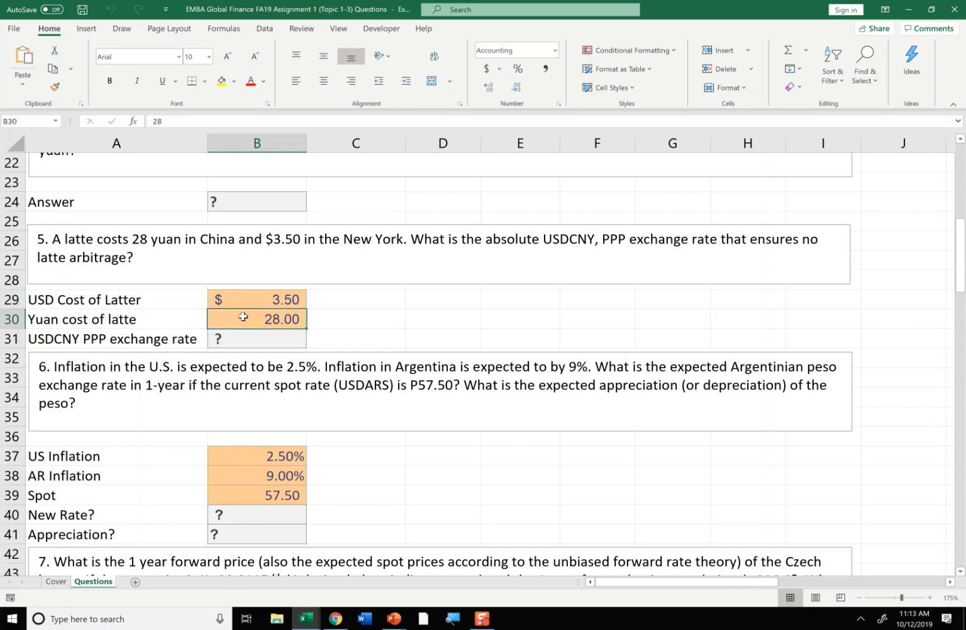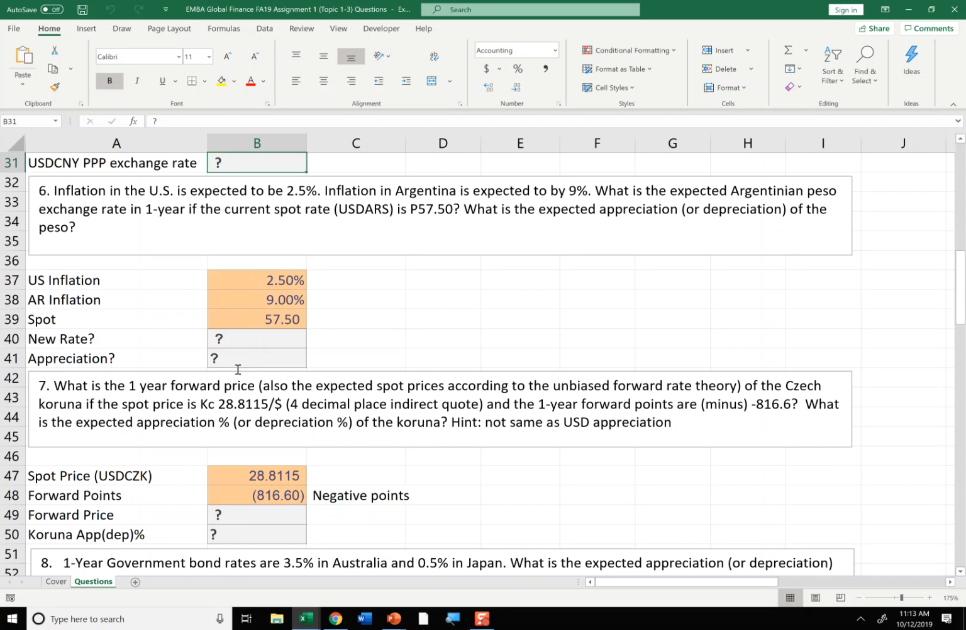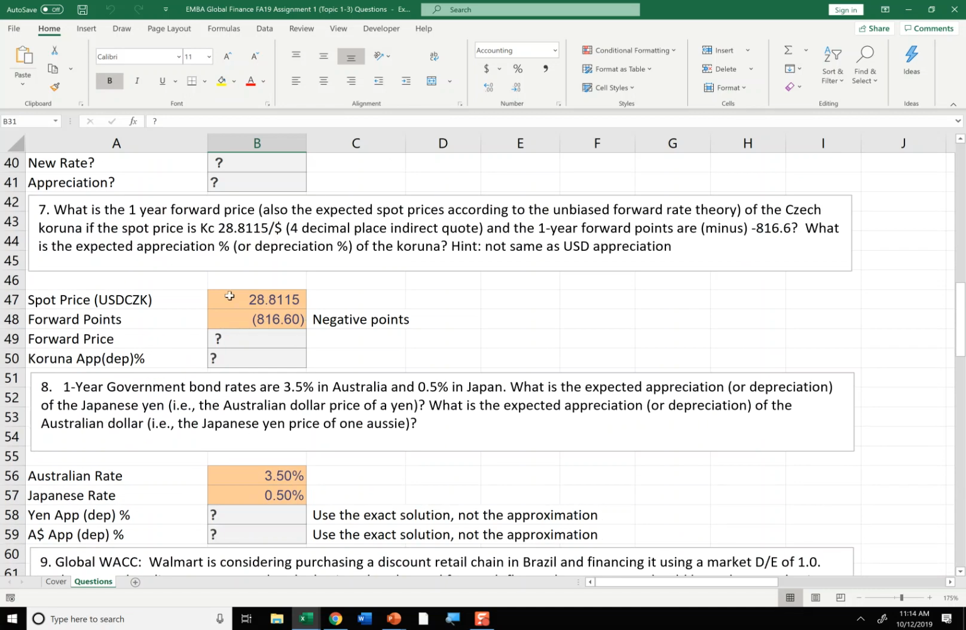Here's like a Big Mac index problem. It costs 28 yuan to buy a latte and $3.50 to buy a latte. What is the exchange rate in which there's no arbitrage in lattes? Pretty simple stuff, right? Here's inflation in 2 countries. What's the exchange rate today or next year? What's the expected appreciation? Here's a spot price for the Czech crown and negative 816.60 points. What's the forward price? So you have to know how to line that up.